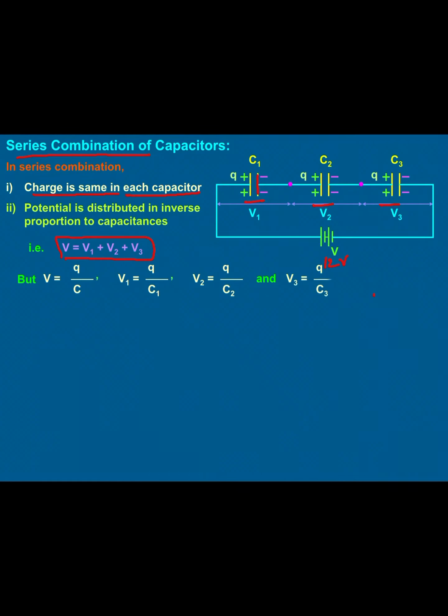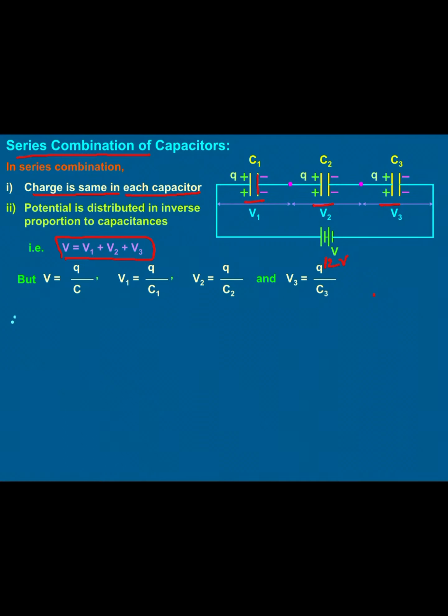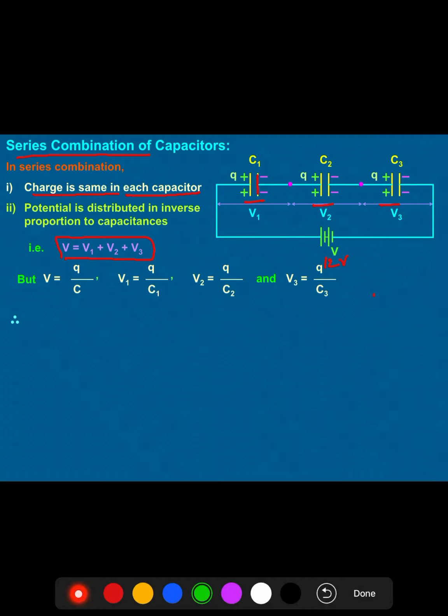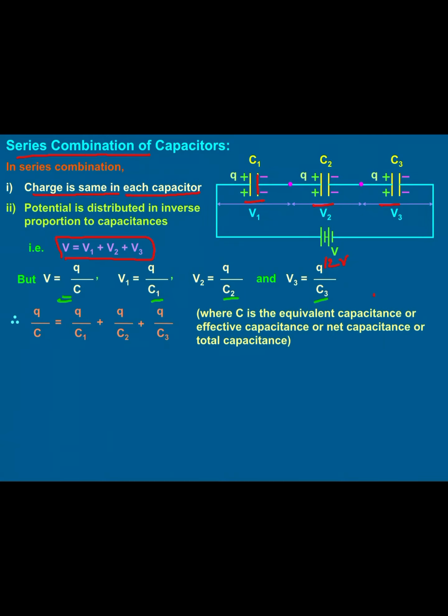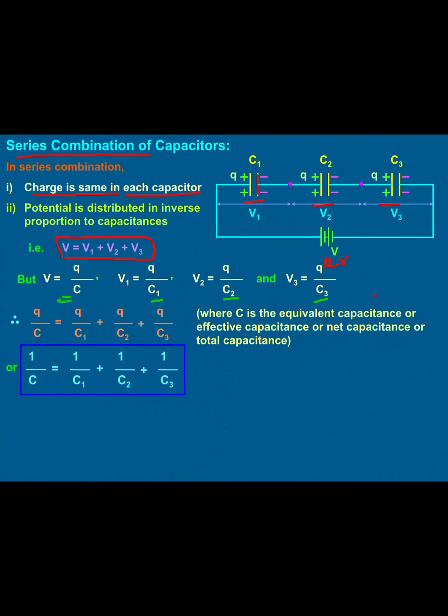Now suppose we consider the formula, we know that the formula is Q is equal to CV. So V can be written in the form of Q by C. This is the general formula. So V1 will become Q upon C1, V2 will become Q upon C2 and V3 will become Q upon C3. So likewise we can substitute its value.